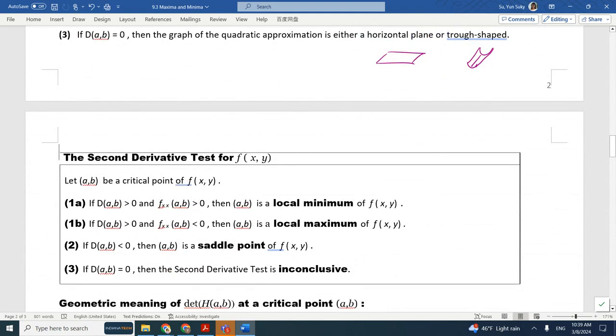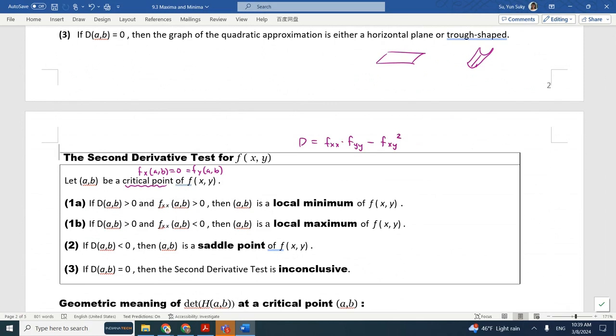Okay. So then we have the second derivative test for f(x,y). A point is a critical point. Again, critical point means fx(a,b) is 0 and fy(a,b) is also 0. Okay, and then you compute D. Remember D is fxx fyy minus fxy squared.